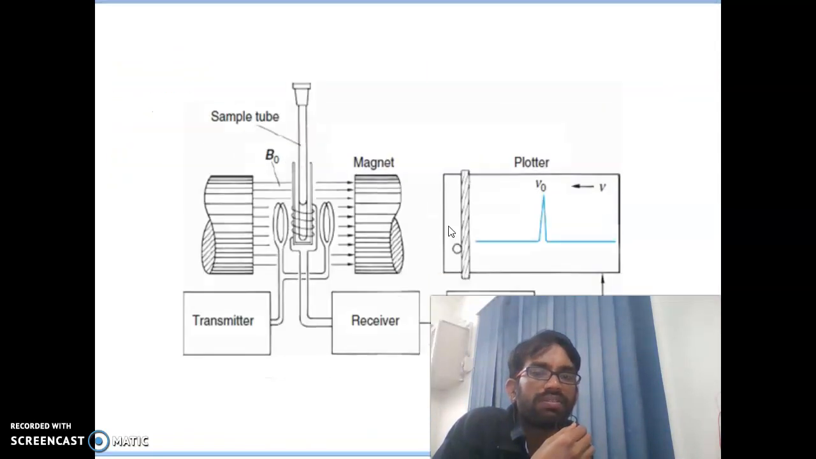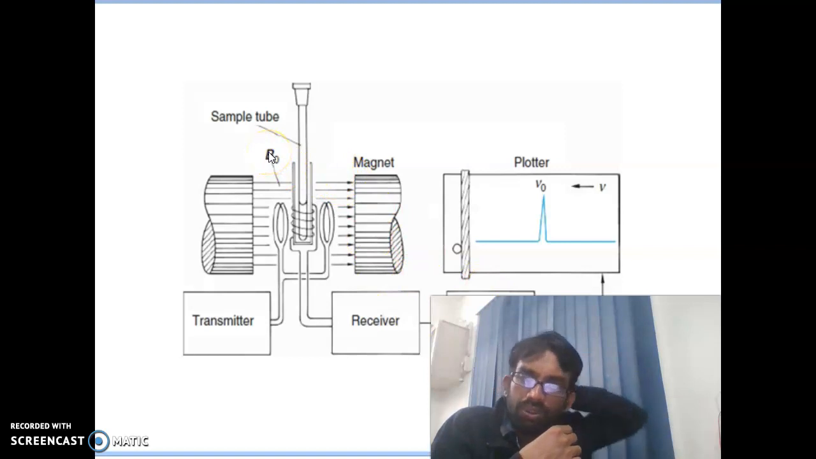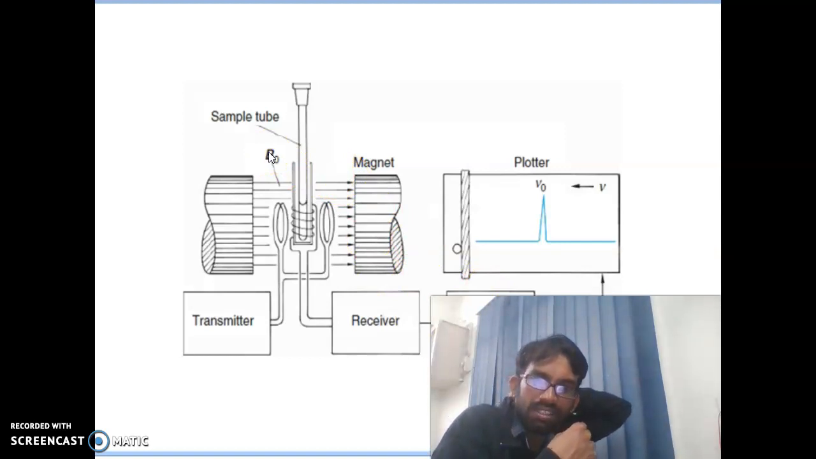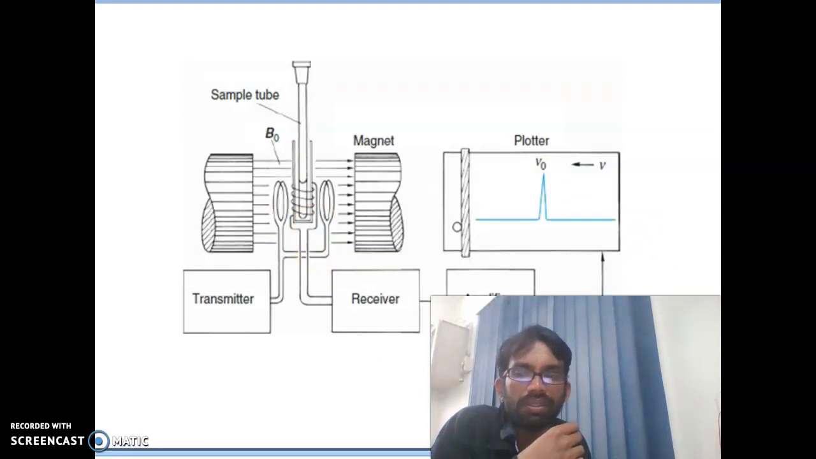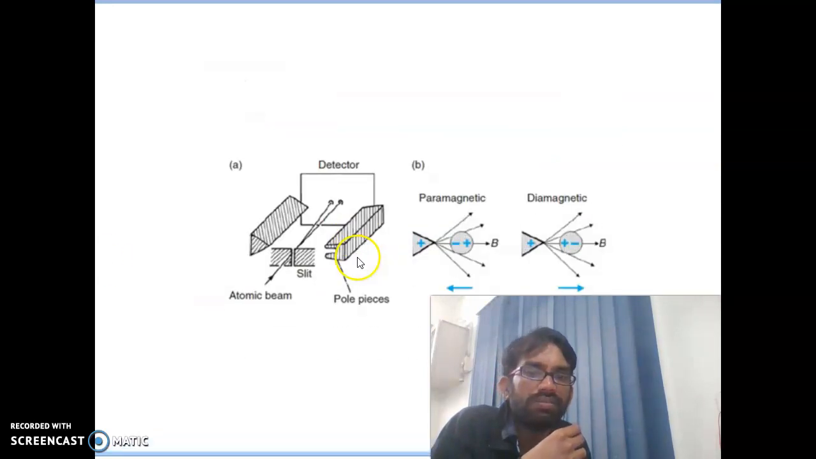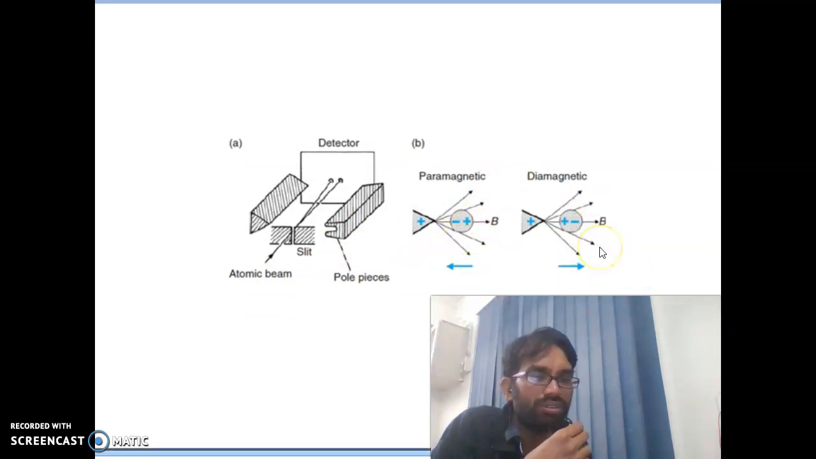Next, see the picture of a brief rough diagram of NMR spectroscopy. You can see the sample tube, magnet, transmitter, receiver, amplifier and filter. This is the picture of NMR spectroscopy. Then you can see here the detector, atomic beams, species, paramagnetic and diamagnetic properties. Paramagnetic plus and minus, and diamagnetic, how the signals will come.